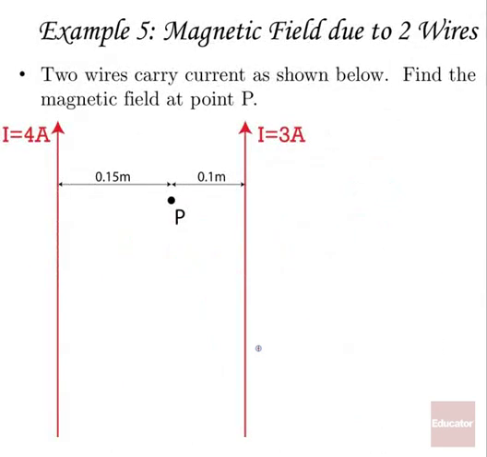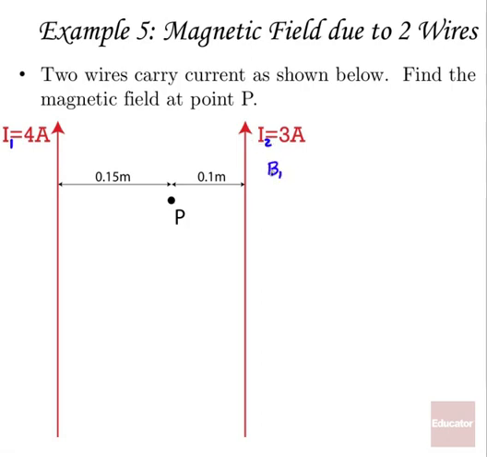Let's take a look at the magnetic field due to two wires. Two different wires carry current as shown below. Find the magnetic field here at point P in between them. Well, let's call this, on the left, current 1, wire 1, and on the right, let's call that wire 2. The way we're going to find the net magnetic field at P is let's find the magnetic field due to I1 first, then we'll find the magnetic field due to I2, and we'll add them together.